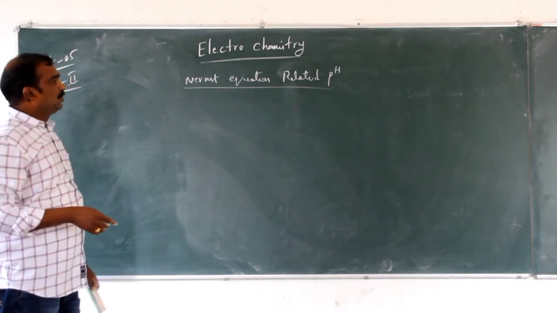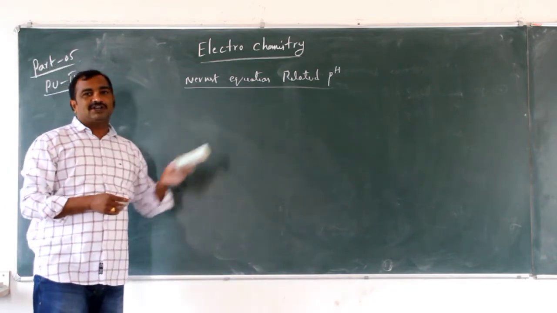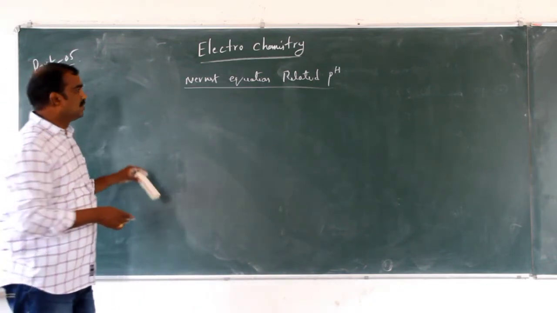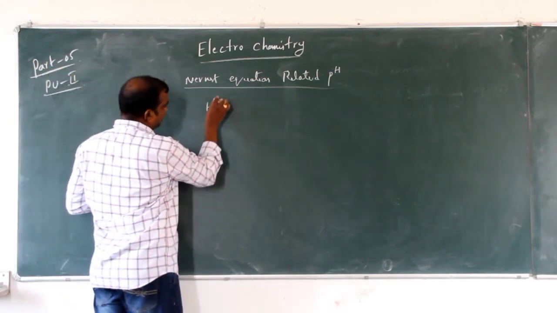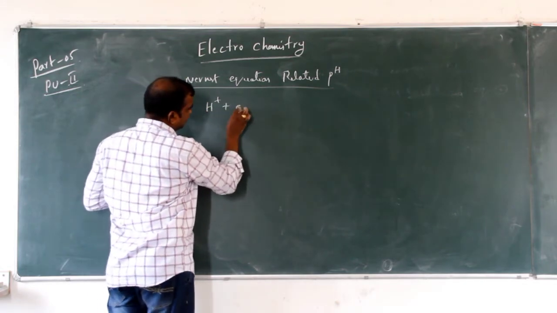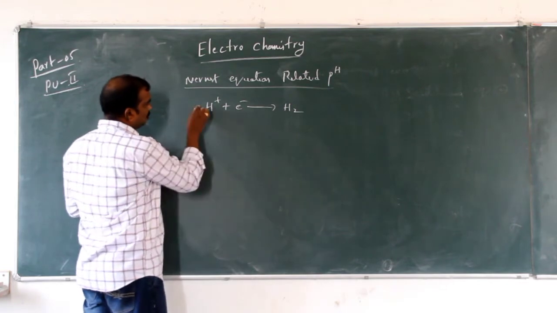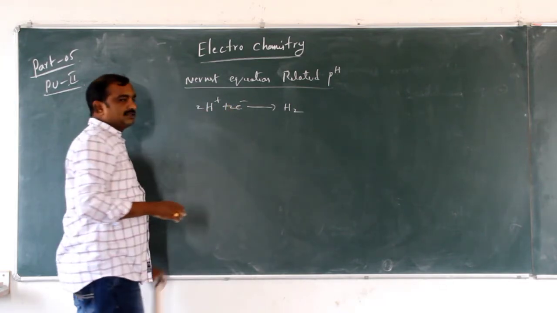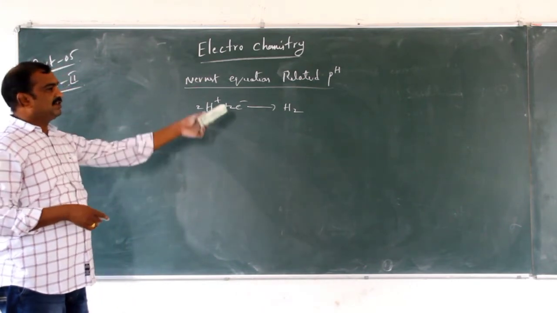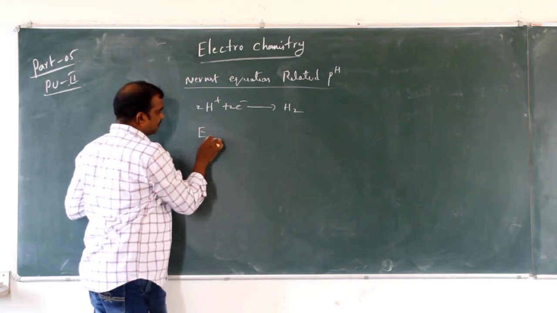So how can you calculate the Nernst equation related to pH? pH is what? The negative logarithm of the H plus ion concentration. So now look here, I am taking H plus. One reaction is there: 2H plus react to give H2. That means here 2 moles and here 2 electrons. H plus gains 2 electrons and becomes H2.